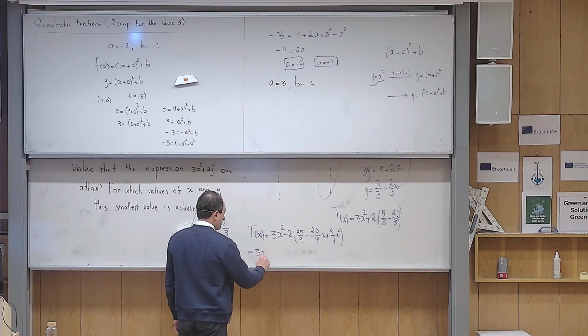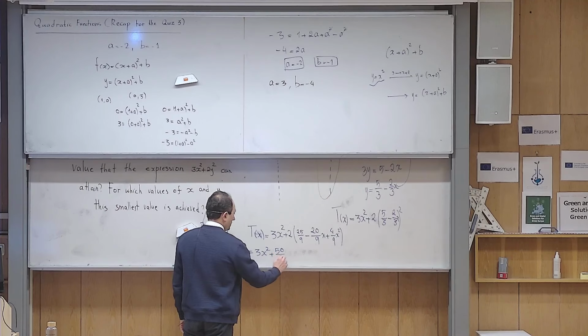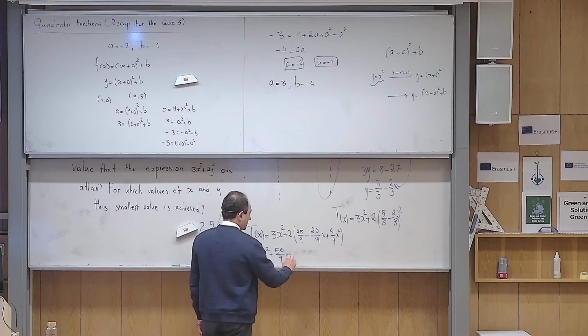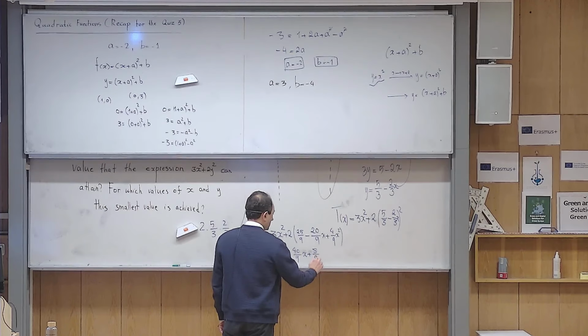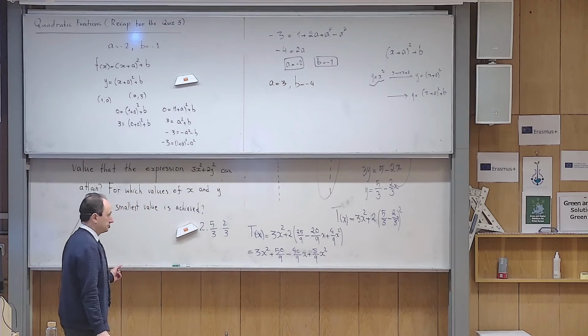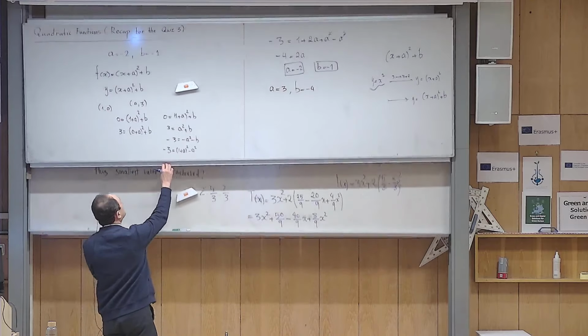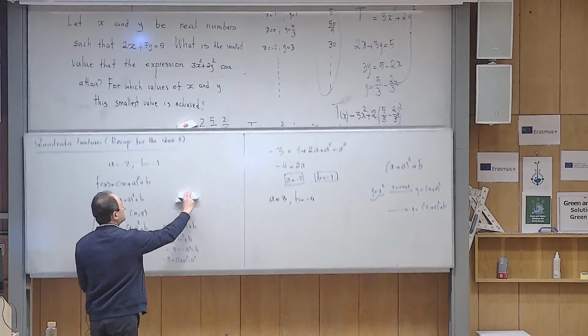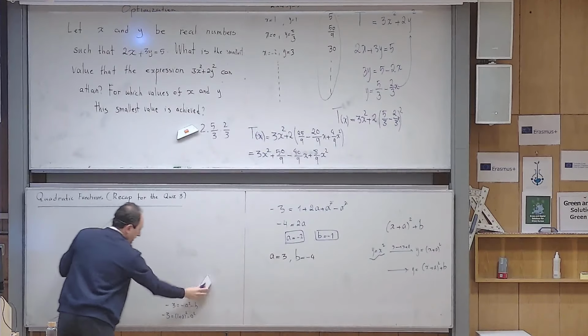So 3x squared, I multiply 2 in, so it becomes 50 over 9 minus 40 over 9x plus 8 over 9 x squared. Yes or no? Yes. Okay. So I will continue here. Okay, tell me. Is there simplification needed yet?